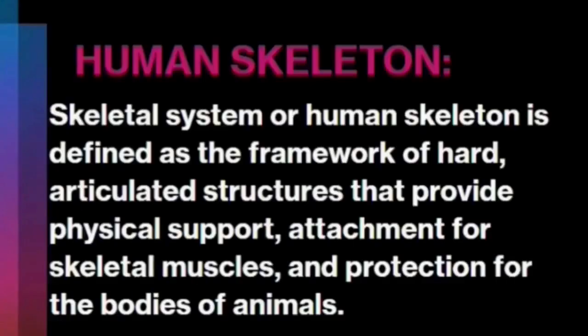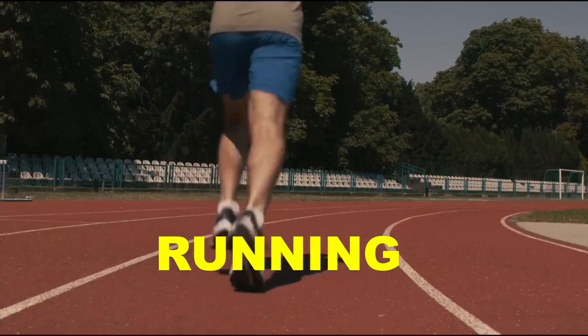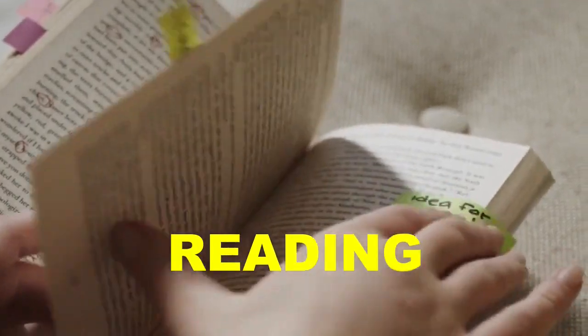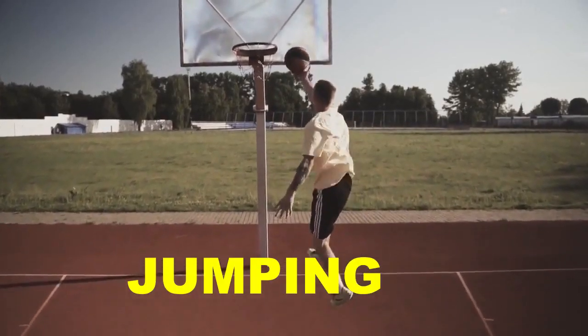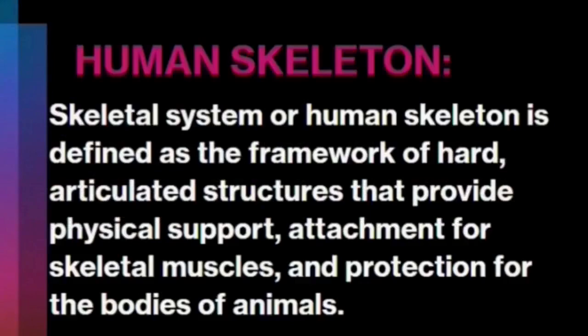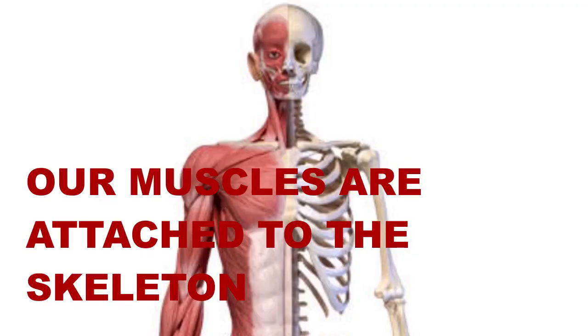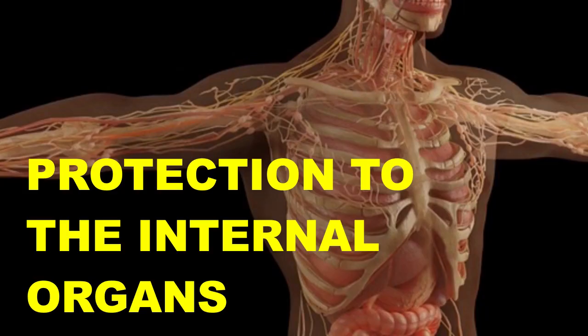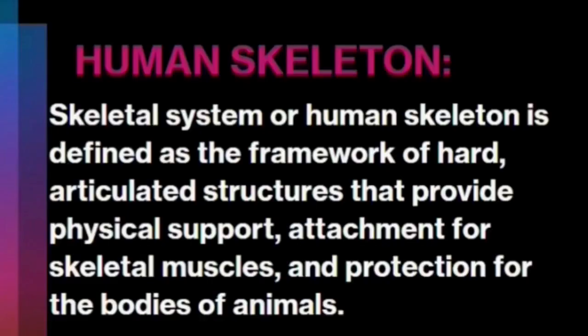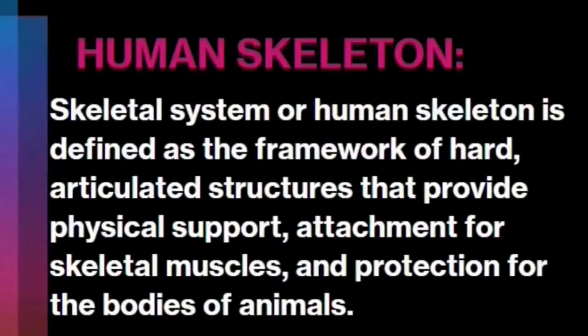Skeletal system or human skeleton is defined as the framework of hard articulated structures, known as bones, that provide physical support while running, walking, eating, reading, swimming, jumping, etc., attachment for skeletal muscles, meaning our muscles are attached to the skeleton, and protection for the bodies of animals. And if there were no skeleton in our bodies, we would be just a pile of muscles.